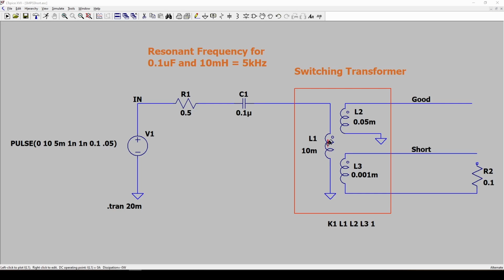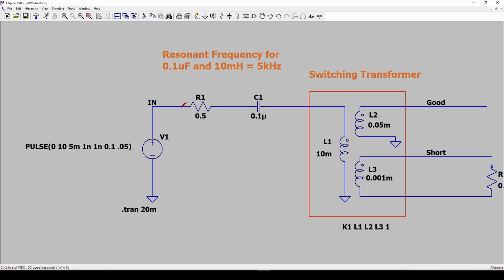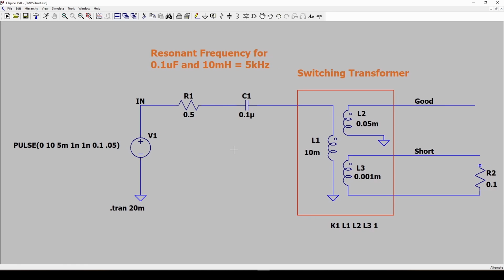So I've got the primary winding, which we said is 10 millihenries, and that's just a ballpark. We've got our 0.1 microfarad capacitor. We've got a 0.5 ohm resistor or whatever. That just is representative of the resistance of the winding of this inductor plus the wires and everything else. And we've got this pulse wave coming in.